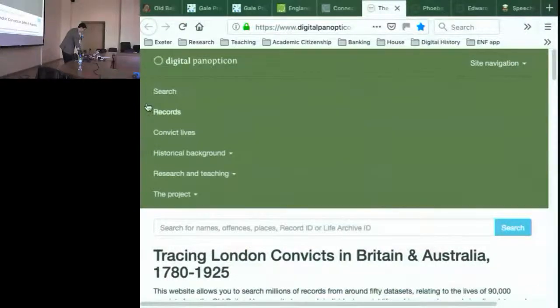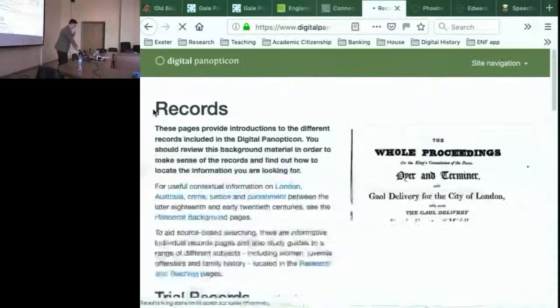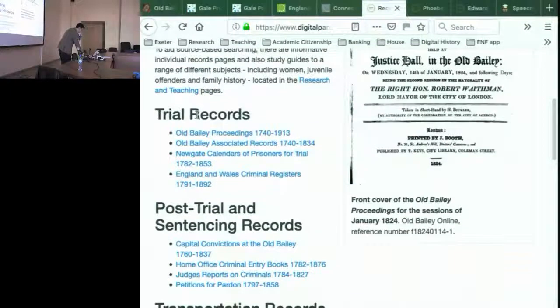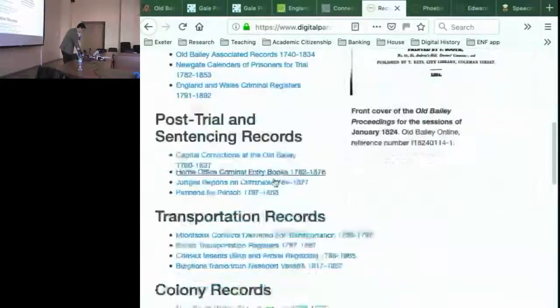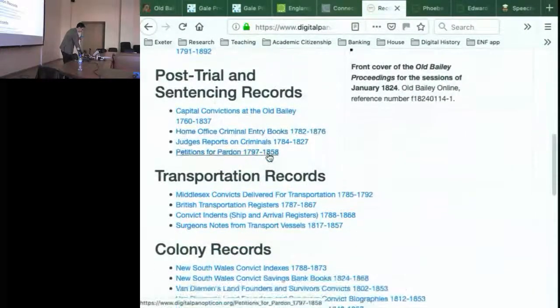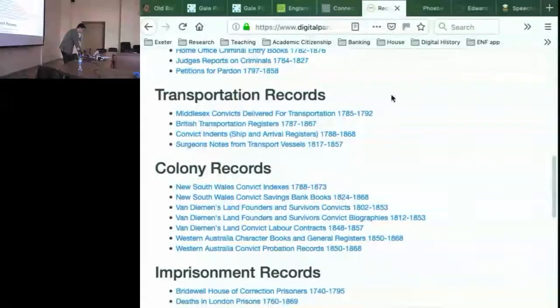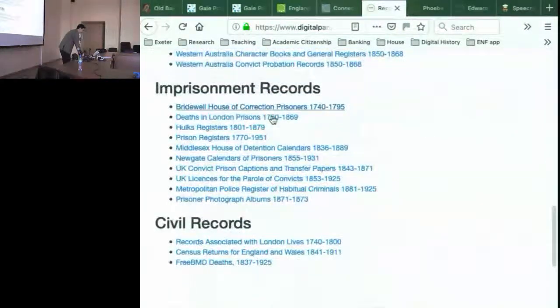So what we did then, in order to do that, was we brought together about 50 different sets of digitised records. One of those is the Old Bailey proceedings, which we just looked at. And then we had lots of other records: trial records, entrances of pardons, petitions for pardon. Then we had transportation records, so for offenders who were sent to Australia, we have their records. Those who were imprisoned in the UK, we have their records.